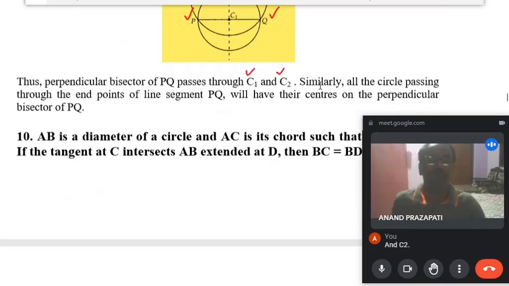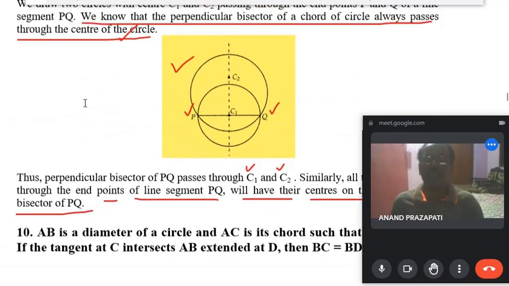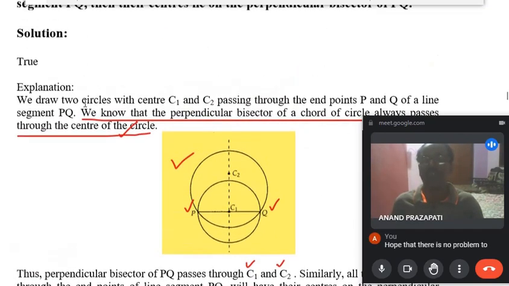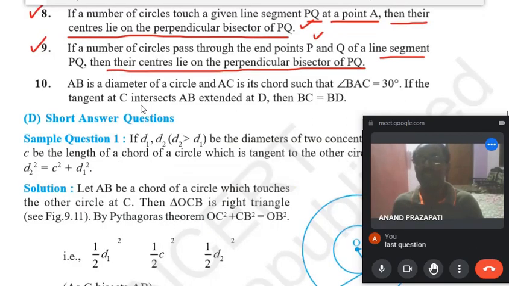Similarly, all circles passing through the end points of line segment PQ will have their centers on the perpendicular bisector of PQ. Hope that there is no problem to understand the explanation of this question, and this is a true statement. Let's see the last question of this exercise, which is question number 10.